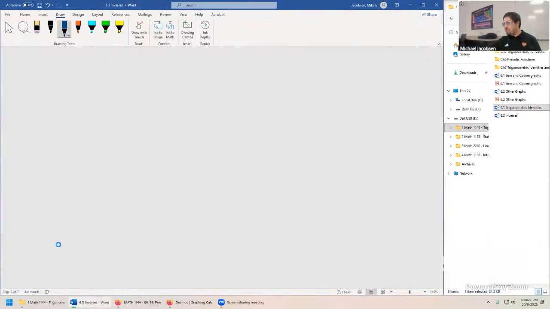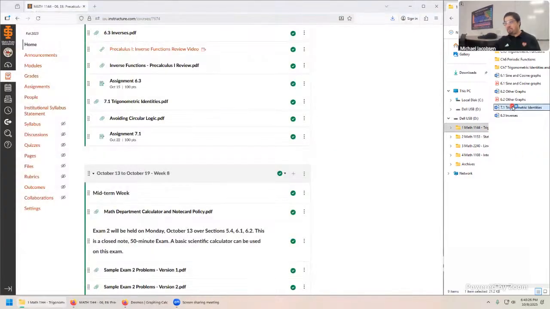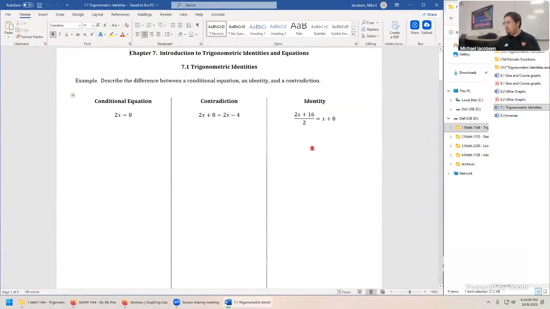We're kind of pushing Microsoft Word to its brink with this computer. This is not the fastest computer they gave us this semester. So one document at a time is probably a good idea for Microsoft Word.